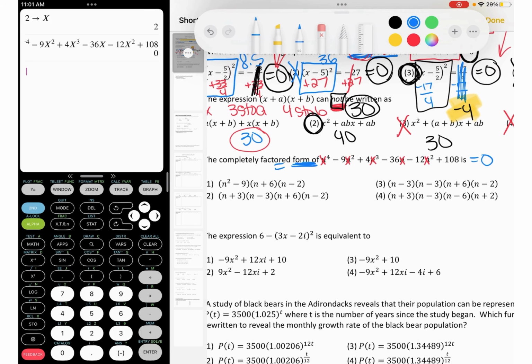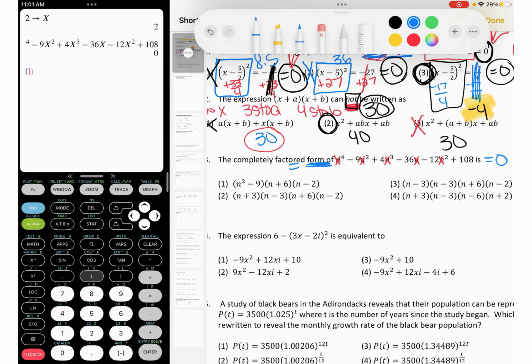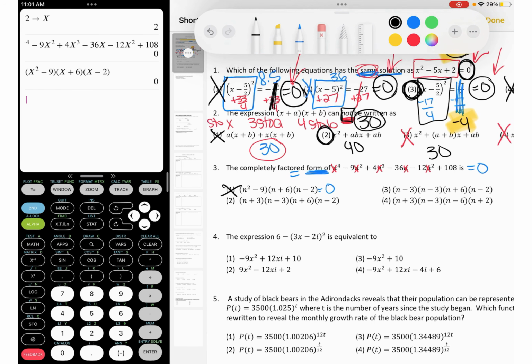So that means that I should be able to type in the choices and find which one also equals 0. So I'm gonna type in choice 1 first. X squared minus 9, x plus 6, x minus 2. And look, I got 0. That means that that is an equivalent form, but that's not the right answer. So even though it's equivalent, you have to be careful with using this shortcut. Still use the stuff that you know and learned throughout the course.